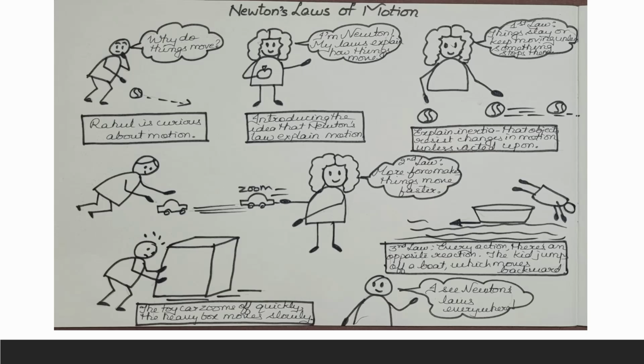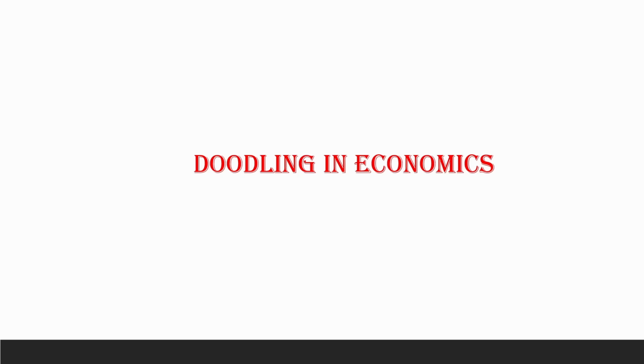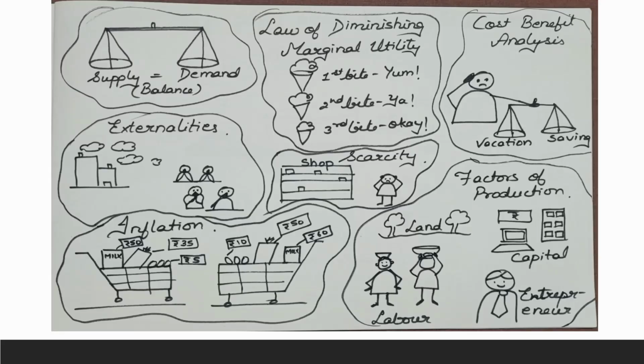Then comes accountancy. In accountancy, doodles can help explain basic rules like debit and credit. Simple drawings can make learning the rules easier. Economics. Doodling is also an excellent way to simplify and explain economic concepts and rules. Visual representations help make abstract ideas more concrete and relatable for students, like inflation, scarcity, depreciation, law of diminishing marginal utility, factor of productions, etc.